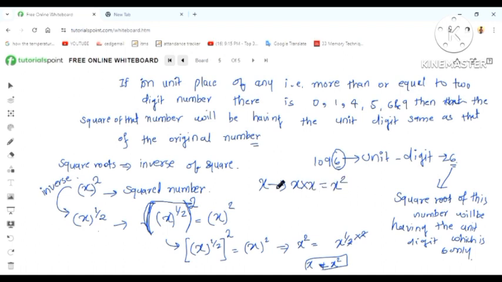So this is all about the squares and square roots, but I haven't given you the examples and illustrations on the square roots. So let us talk about the square roots first. Okay, let us talk about the square roots.